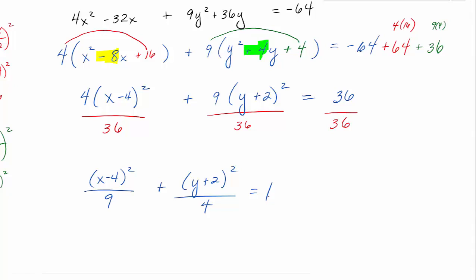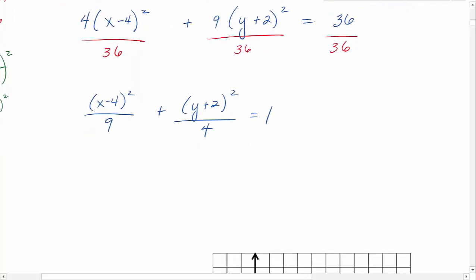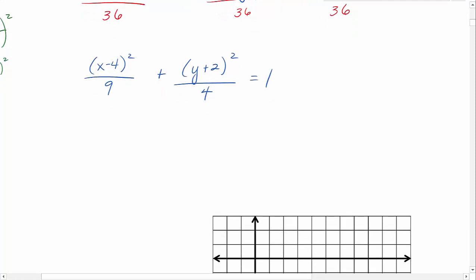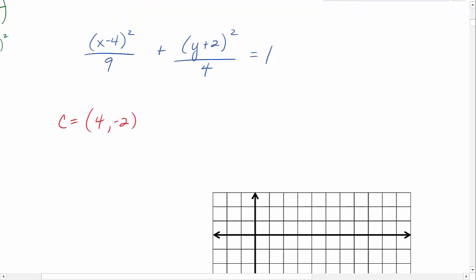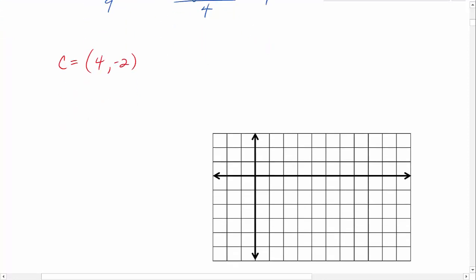We'll start by identifying our center. Remember, from the equation to our center, it's opposite signs, just like circles. So we get a center of 4, negative 2. This ellipse is going to be long in the horizontal direction because our big number is underneath of the x. Oh, we'll get our center down, 4, negative 2.